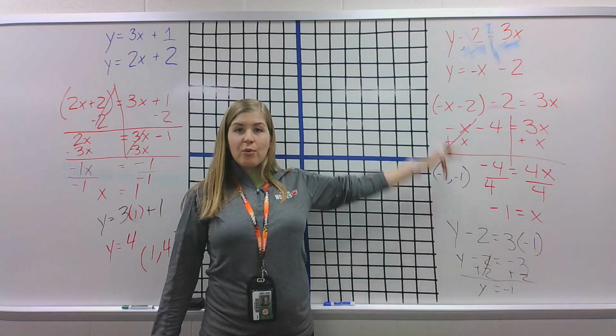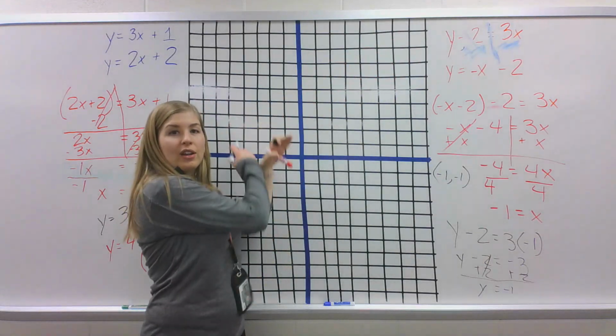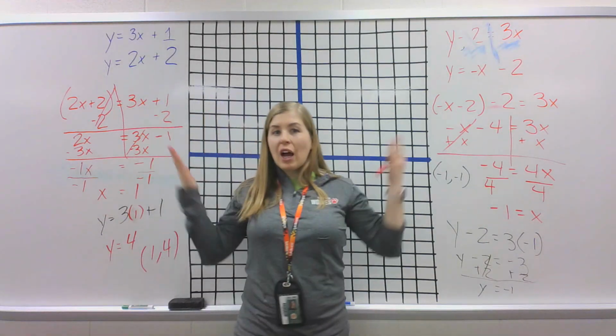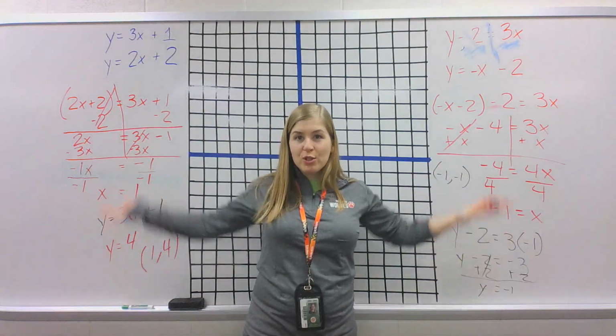And just like in our previous video, when we graphed these two equations, we saw that they both intersected at negative 1, comma negative 1. So this is how we solve systems of equations by substituting in.